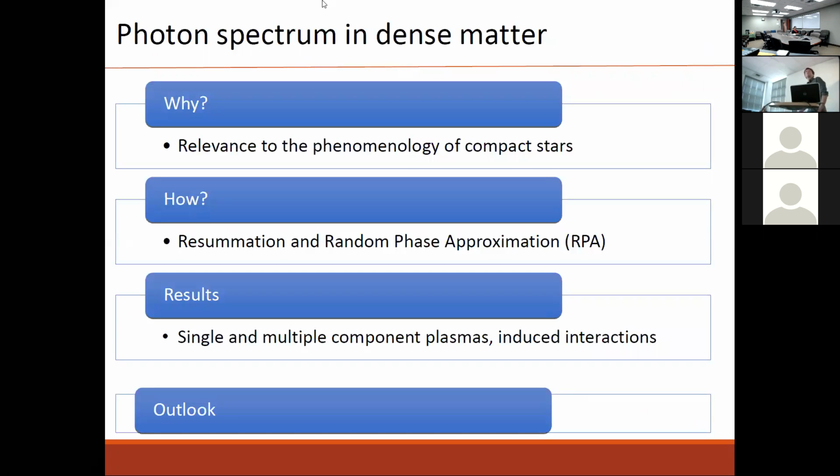So let me tell a little bit of why we are interested in this. I'll say some words about the relevance of all of this to the phenomenology of compact stars. Then I'll say some technical remarks, not too many, because I know this audience is very mixed. So we have a lot of astrophysicists in there who are probably not that much interested in this, but I should say at least a little bit to show you how we're actually obtaining our results. And then I want to discuss specific results, which are very interesting, in particular, single and multi-component plasmas and the impact of induced interactions.